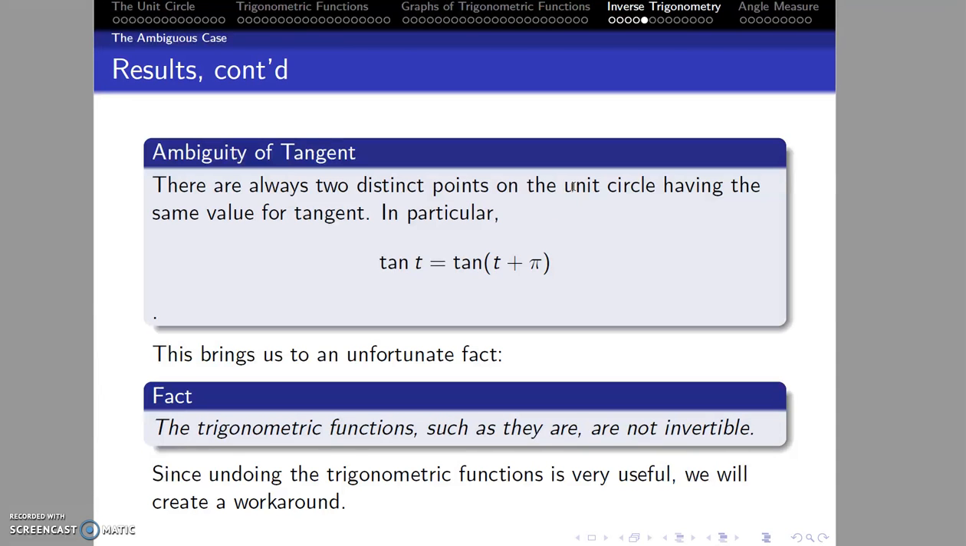And so I just want you for right now to recognize that there is this ambiguity that arises whenever I'm asking questions like, what is the value that gives me sine of that value equaling a half? There's two places that happens. And same for tangent, same for cosine. It's always going to be the case that there's two distinct points giving the same output for each of those functions. And while that is the case, we're still going to want to make an inverse function that gives us just one of those. And then, as we'll see going forward, we'll be able to account ourselves for the other one.